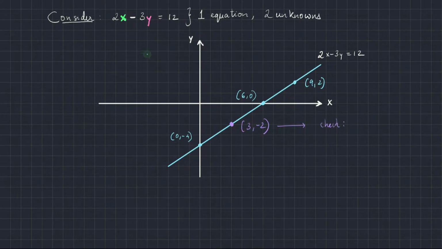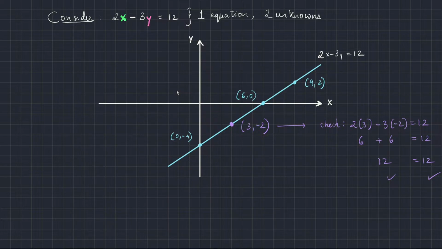Let's check if (3, -2) is indeed a solution to this equation. Plugging in 3 into x and -2 into y, we have 2 times 3 minus 3 times -2 equals 12. So 2 times 3 is 6, and -3 times -2 is also 6. 6 plus 6 equals 12, and we have 12 equals 12. Left hand side equals right hand side, and therefore (3, -2) is a solution of this equation.